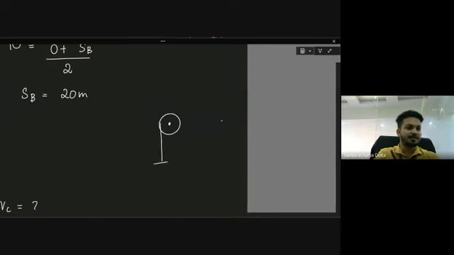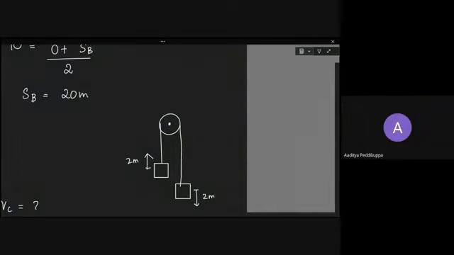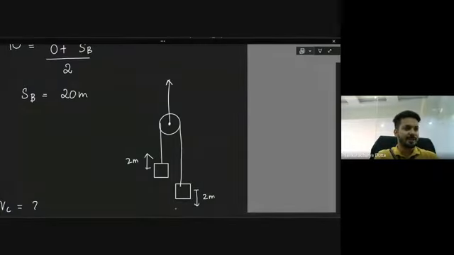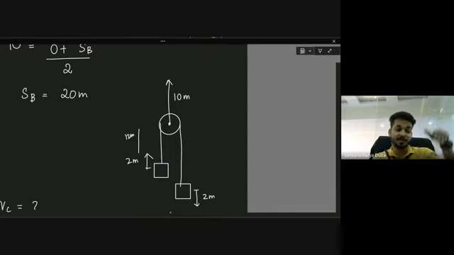Let me ask you in terms of with respect to the pulley. Let's say this thing went up by 2 meters. So with respect to the pulley, this thing will come down by 2 meters. Yes or no? Yes, sir. Now imagine this thing went up by 10 meters. What will be the displacement of this block? This will be 10 plus 2, so 12 meters. What will be the displacement of this block? Although this block was supposed to come down, the pulley's displacement is so high up that this will be 10 minus 2, 8 meters in the upward direction.